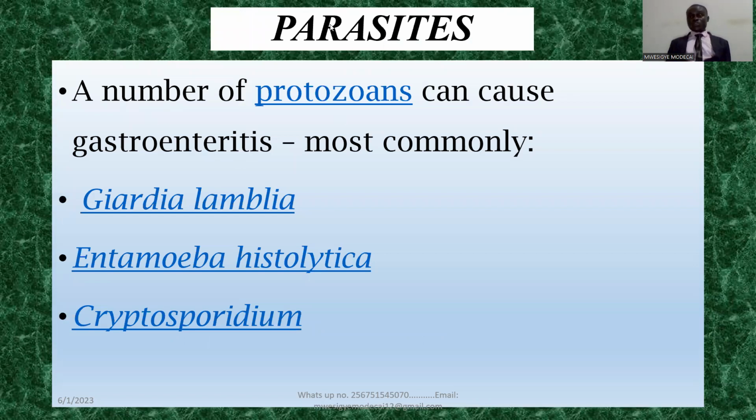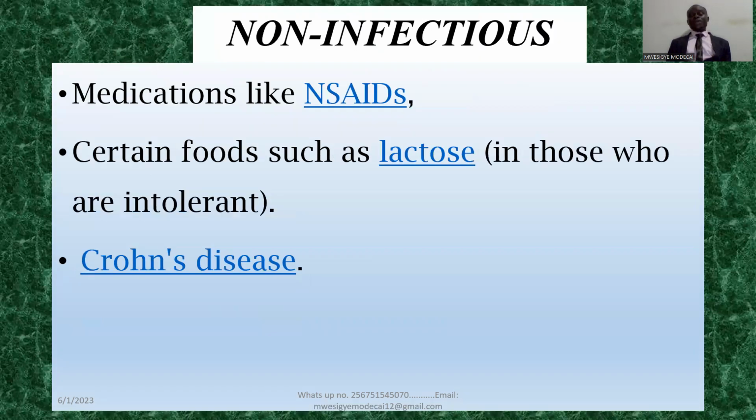The third cause of gastroenteritis is parasites. A number of protozoa can cause gastroenteritis. Examples of these parasites that commonly cause gastroenteritis are Giardia lamblia, then Entamoeba histolytica, and lastly, Cryptosporidium. These are the three common parasites that cause gastroenteritis.